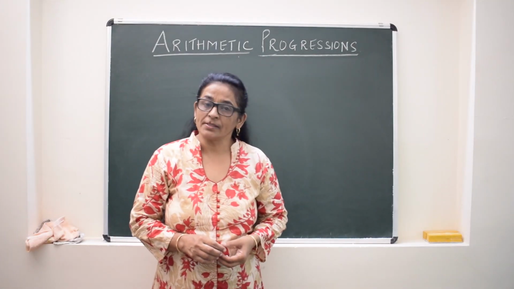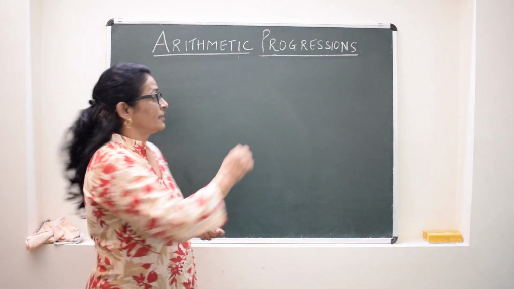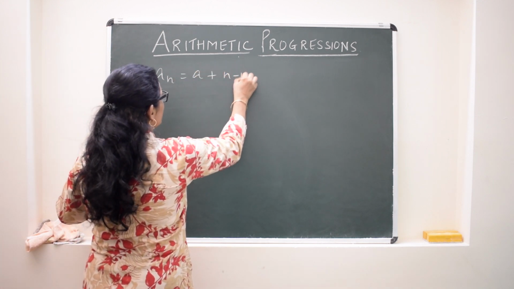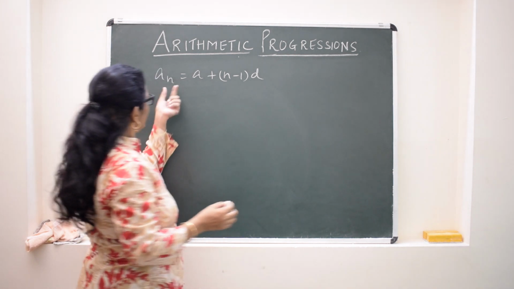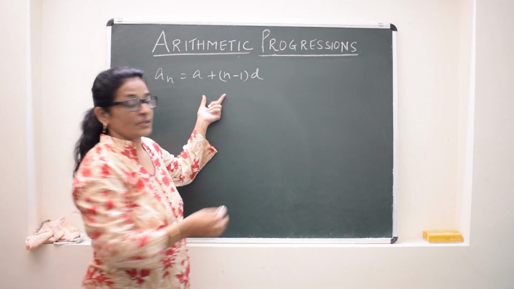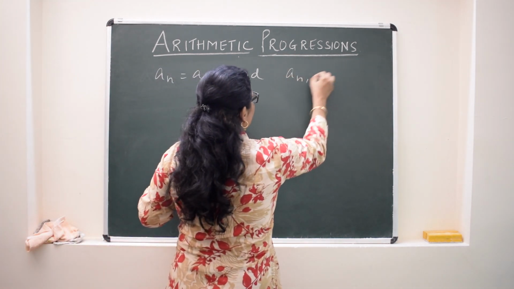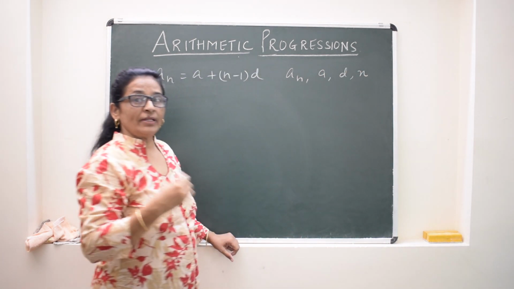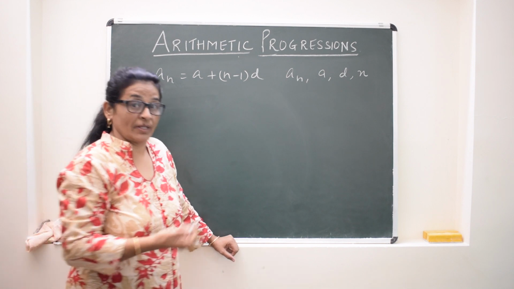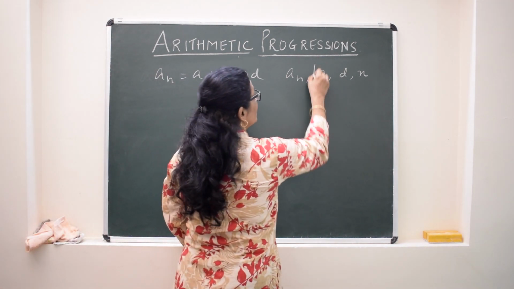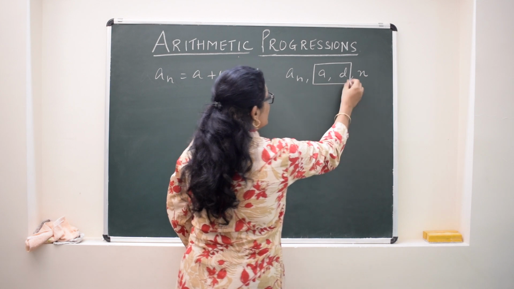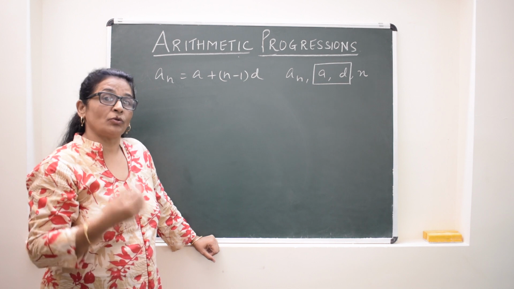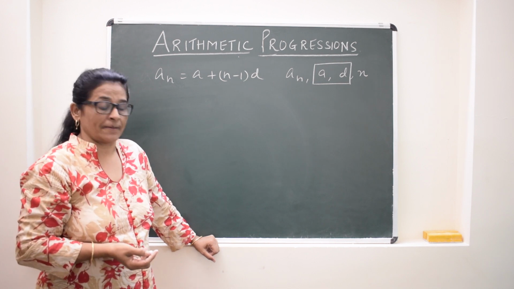In this lecture, we will see that the nth term, that is an, is equal to a plus (n minus 1) into d. In this, there are four terms. They are an, a, d and n. So if any AP is asked, then at least what should we know? First term and the common difference. We will see further what are the more characteristics of this common difference D.